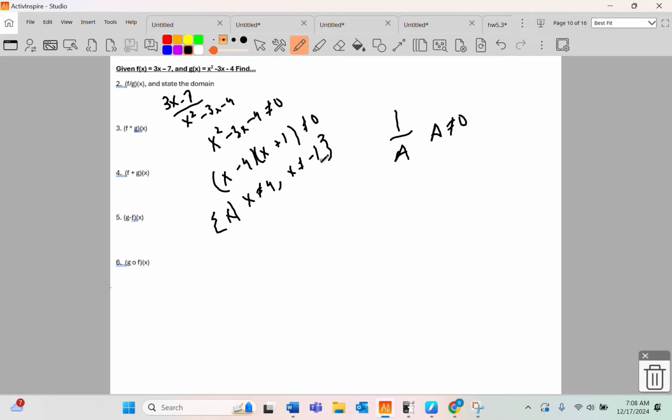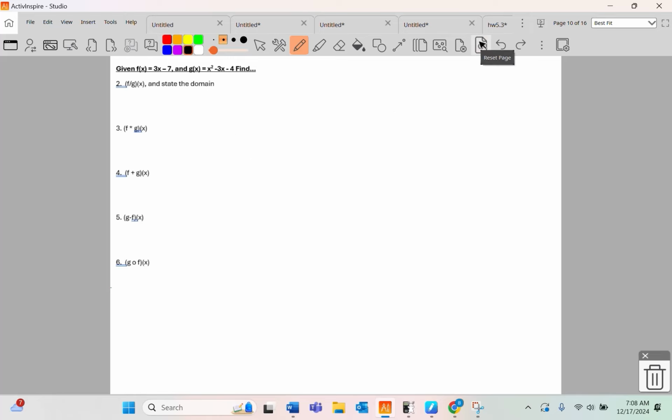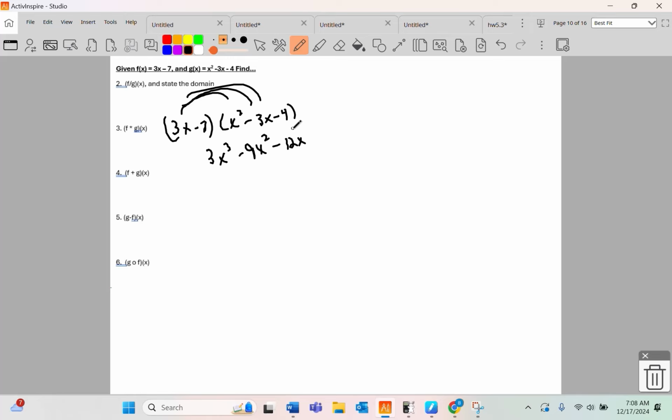The third one, number 3, is probably the harder one on this list. It's f times g. I say it's harder because, well, y'all are funny. It's not supposed to be hard. It's just the distributive property. We're going to 3x everything. So 3x times x squared is 3x cubed. 3x times the negative 3x is minus 9x squared. 3x times -4 is minus 12x. And then we're going to -7 everything.